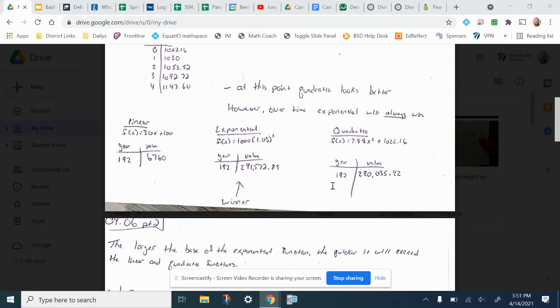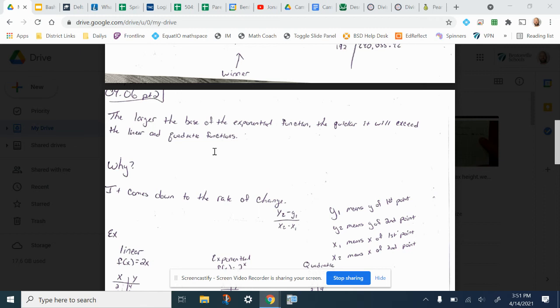Okay, so here's a piece of information. The larger the base of the exponential function, the quicker it will exceed, right? So the base is the number that's going to be raised to some power.